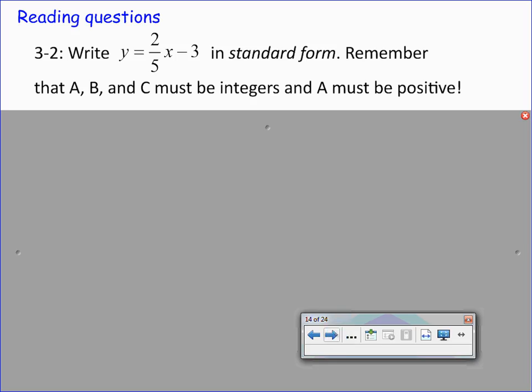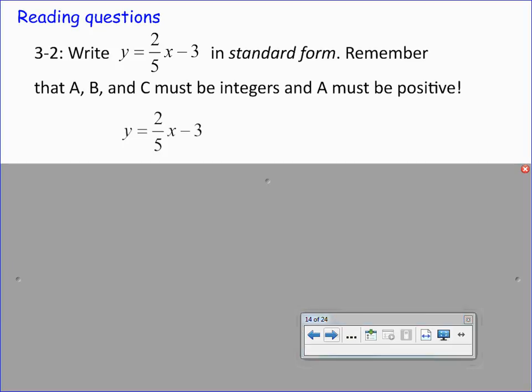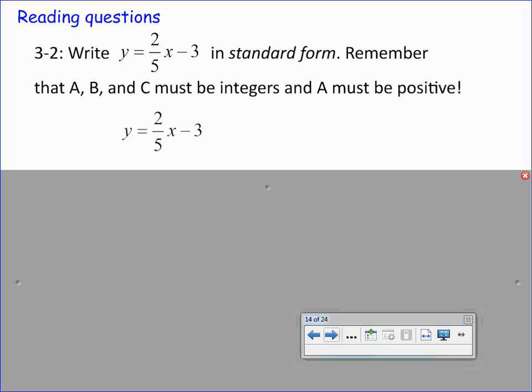All right, so our second reading question then was to write y equals 2/5 x minus 3 in standard form. Remember that a, b, and c must be integers and a must be positive. So go ahead and tell the class which form this is currently in: y equals 2/5 x minus 3. What form is that currently in? Olivia?